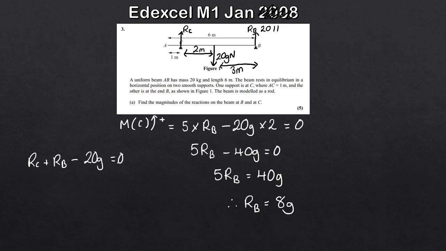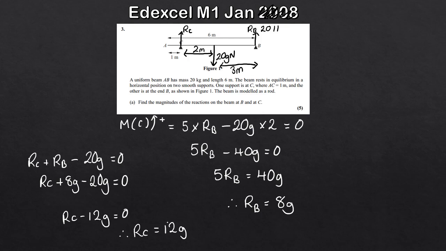In other words, the forces going up are equal to the forces going down. We know RB is 8g, so I've got RC plus 8g minus 20g is equal to 0. 8 minus 20 is minus 12, so RC minus 12g is equal to 0. In that case, RC is equal to 12g. And there we have it. We've got the magnitude of the reaction at B and the magnitude of the reaction at C. So 5 marks for that, and that's the question done.